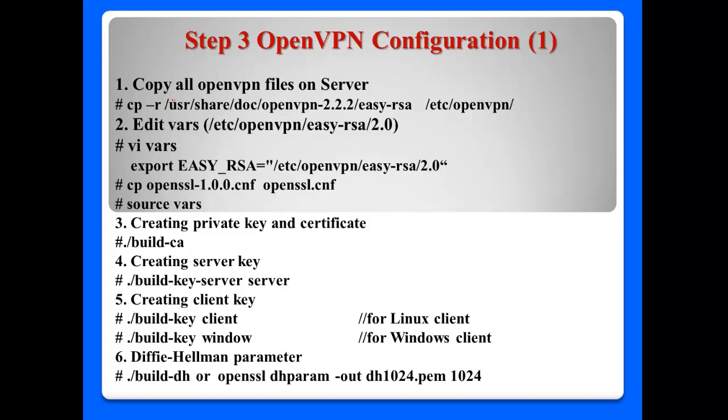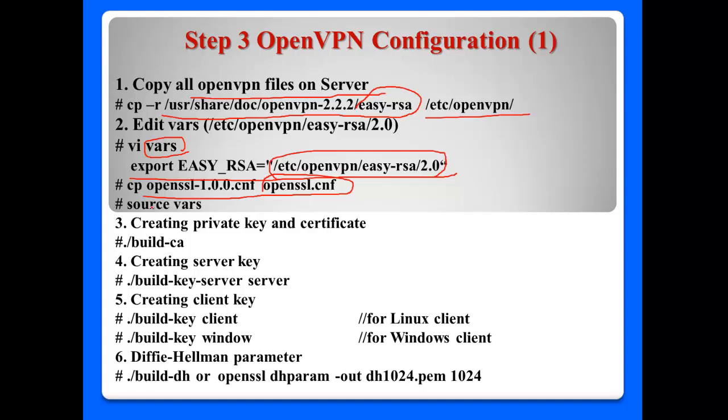First one, copy all the OpenVPN files in the server. First one, cp -r /usr/share/doc/openvpn/easy-rsa to this directory, /etc/openvpn. And after that, open this file and change this one. Export easy-rsa to this one. And after that, copy openssl to this file and start the source. Normally, this command will read all this file.